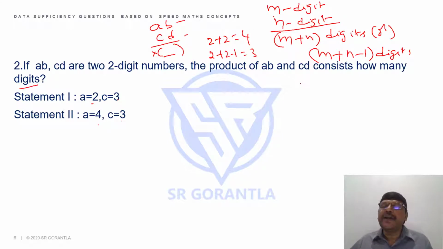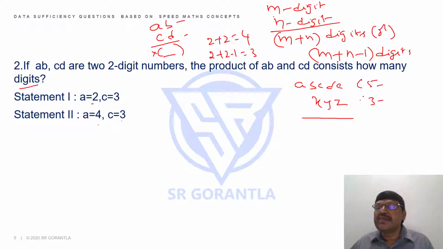Suppose I multiply a 5 digit number, say ABCDE, and a 3 digit number, XYZ. If this is a 5 digit number and this is a 3 digit number, the product will have how many digits? 5 plus 3, either 8 or 7 digits. But then how do I know whether it is going to be 8 or 7?